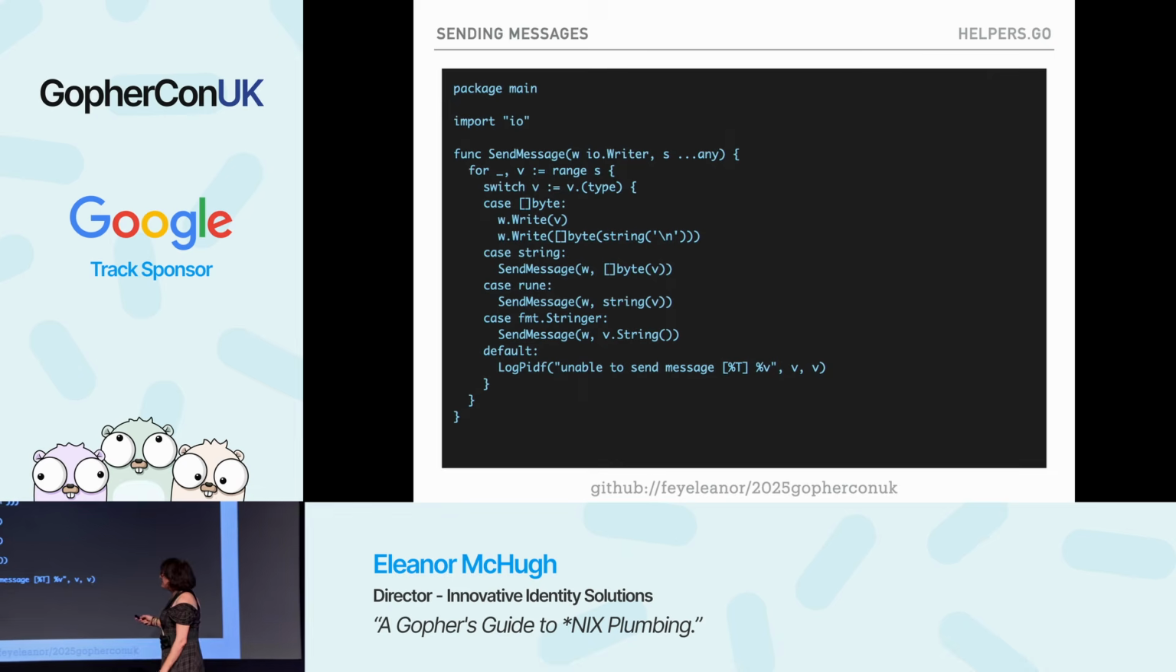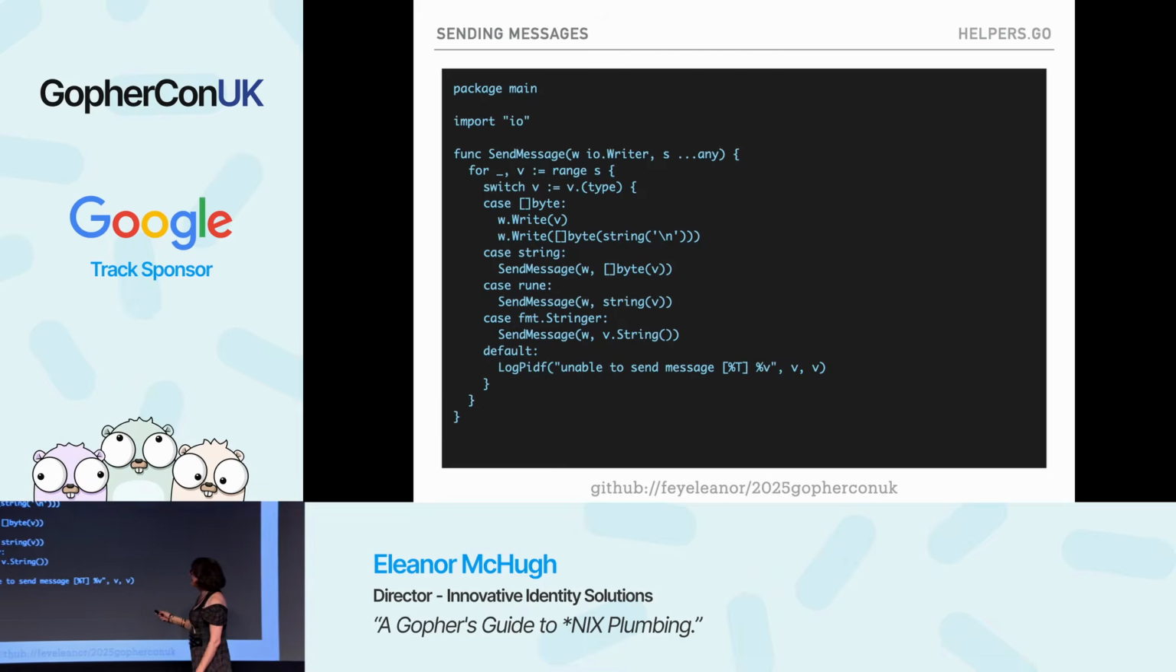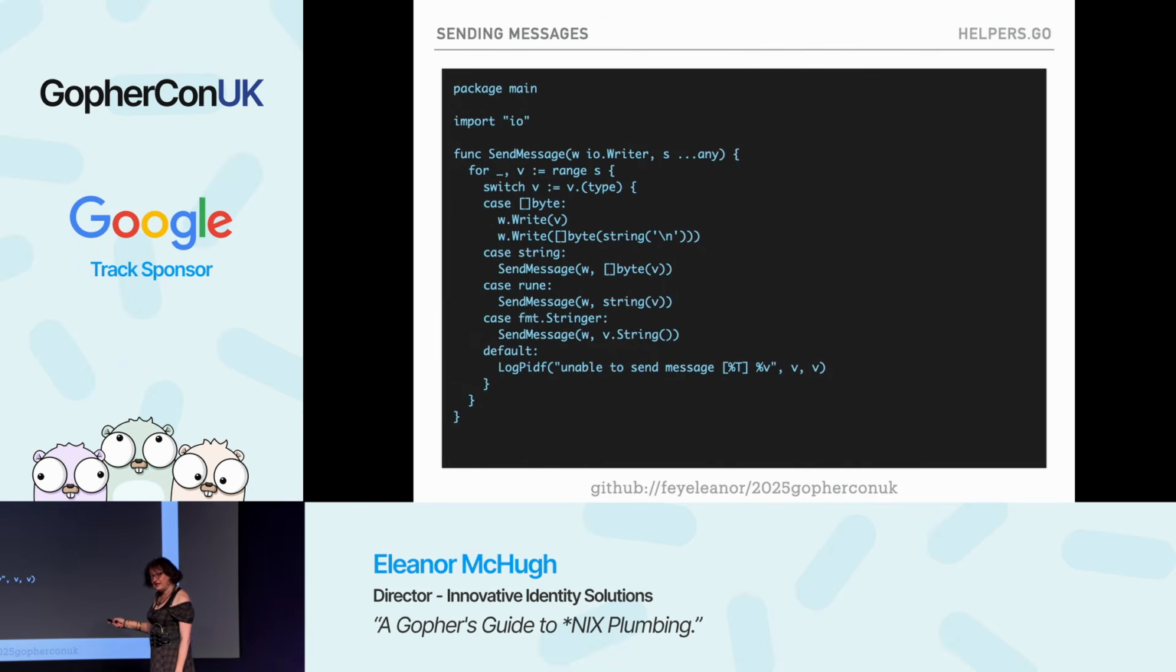Now, I can then do some slightly clever stuff. If I get a string, I can automatically convert it into a slice of bytes. If I get a rune, I can create a string from that rune, so I can send single characters and make sure they still get their carriage return. And if I've got a stringer, well, literally anything that turns up as a stringer, I can now send as a message with a carriage return on the end. So that's kind of neat.